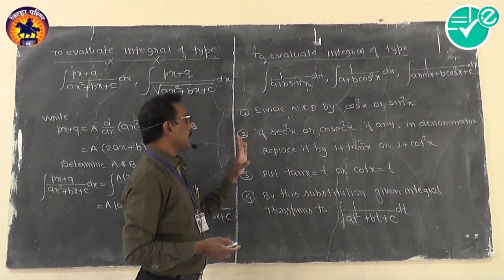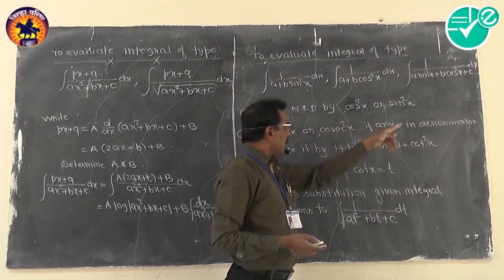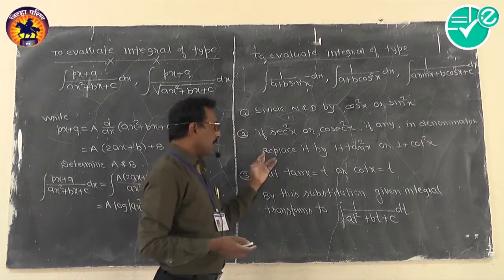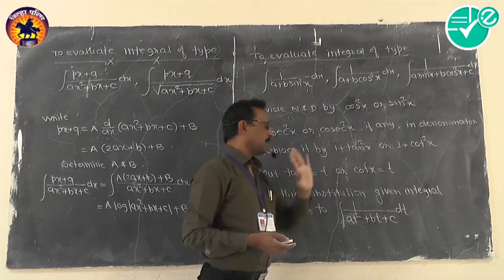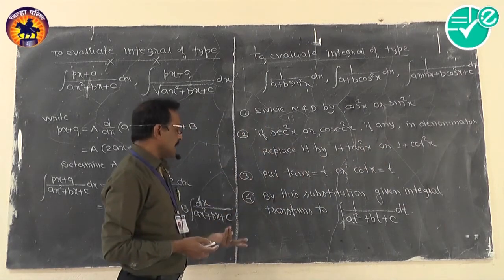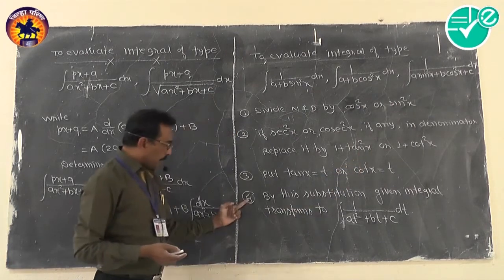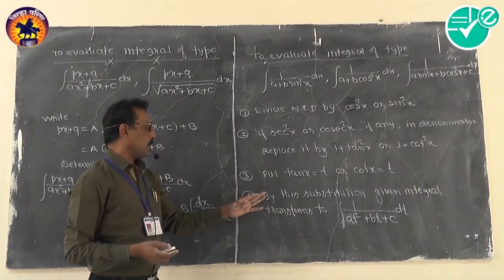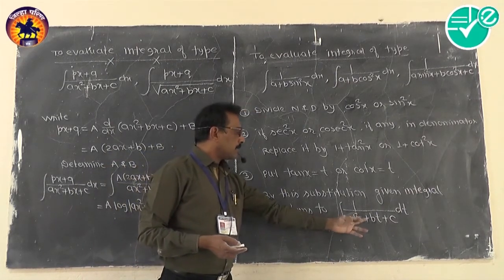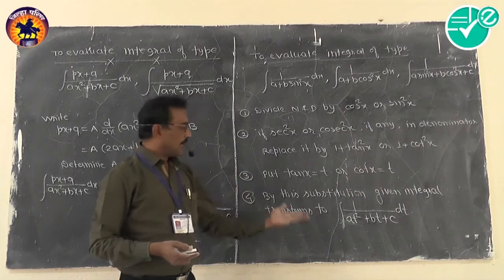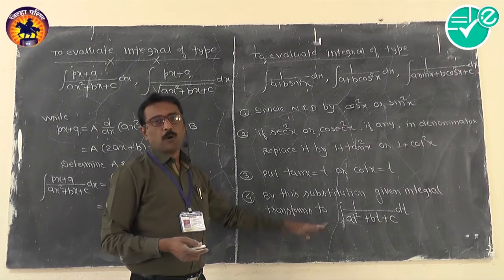The second step: if sec²x or cosec²x is written in the denominator, replace it. Sec²x is replaced by 1 + tan²x, and cosec²x is replaced by 1 + cot²x. The next step is routine: put tan x = t or cot x = t, and by substituting, the integral is transformed into 1 upon (at² + bt + c) dt. And then, as we have solved in the previous lecture, use the special integral formula and solve it.